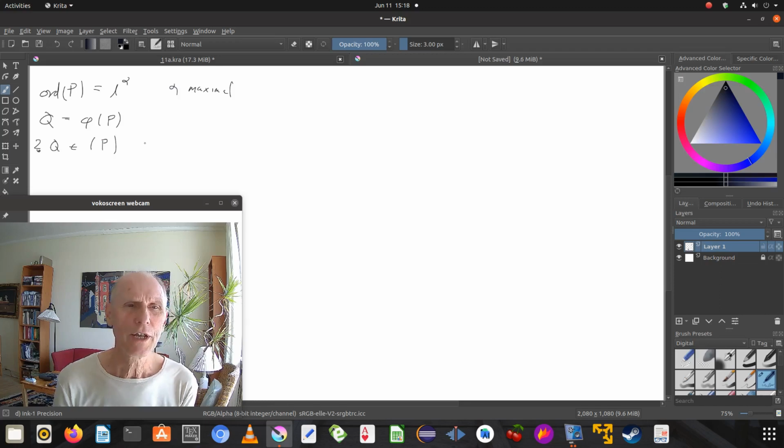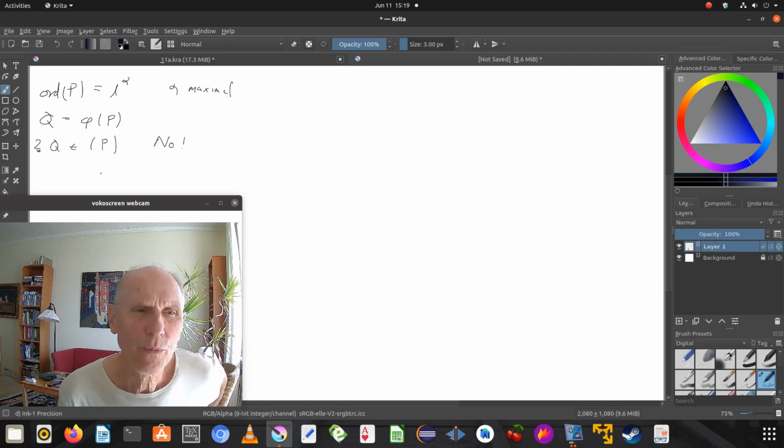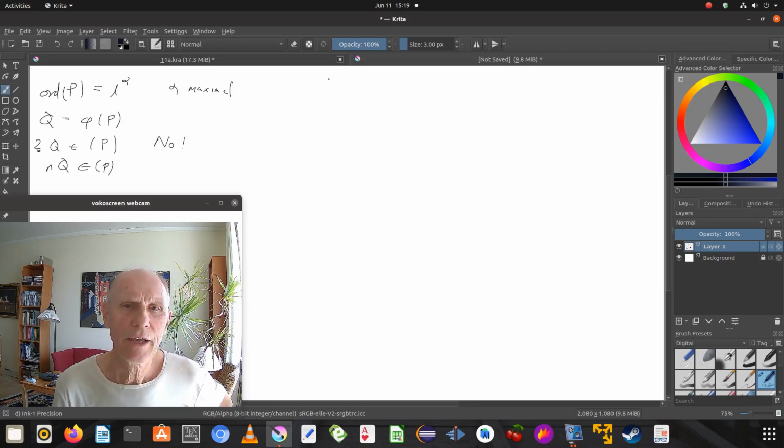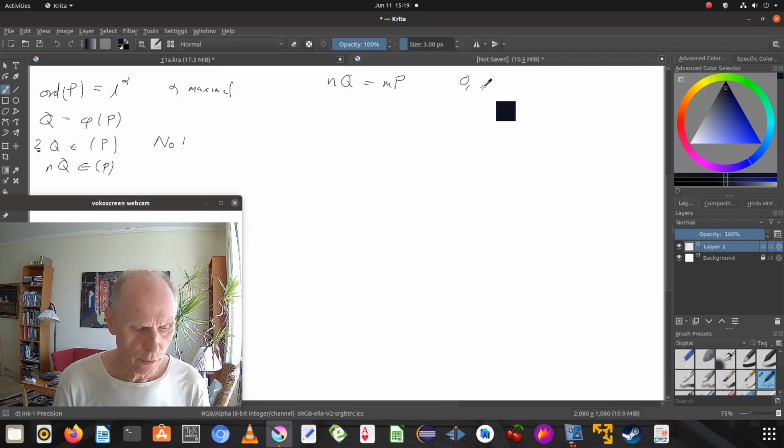That's the first question, and I was able to say no. But to find the order, we need to check if any power of Q lies in here. So does, for any n, nQ lie in there? If it's the case, then nQ equals mP, and they lie in the range from 1 to L to alpha minus 1.